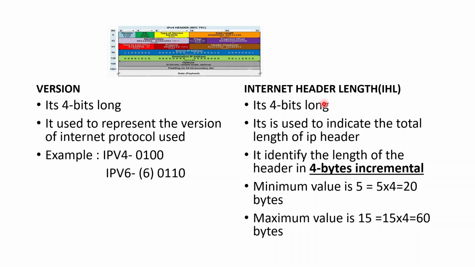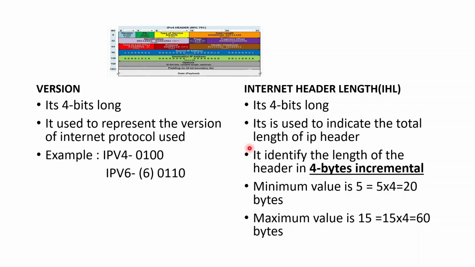The next field is the internet header length, IHL. It is also 4 bits long. It is used to indicate the total length of the IP header. Now, this is a very important part that you are supposed to know in the IP version 4 header. It identifies the length of the header in 4-byte increments. For example, if the value in the IHL was 5.